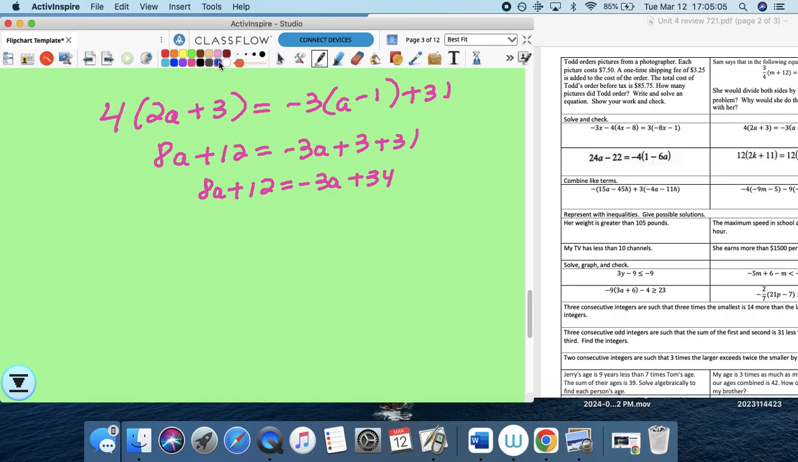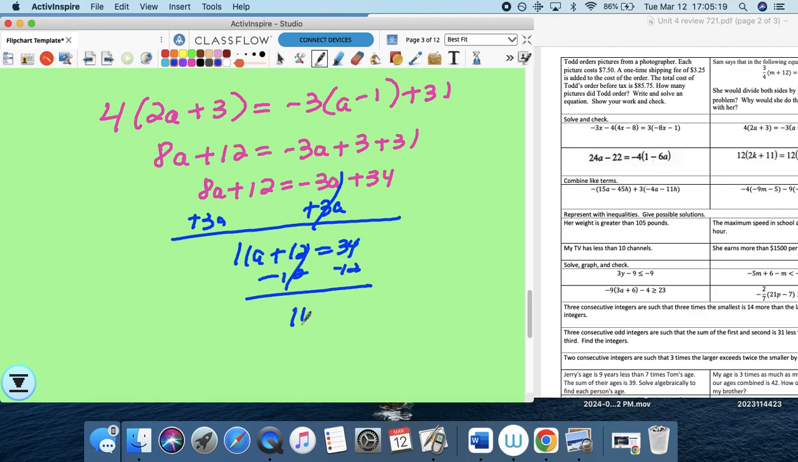We have variables on both sides. Let's get rid of the smaller one. So add 3a on both sides. That goes away. 11a plus 12 equals 34. Minus 12 on both sides. 11a equals 22. Divide both sides by 11. A equals 2.